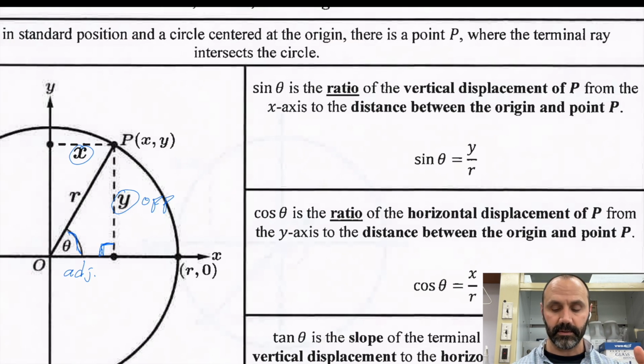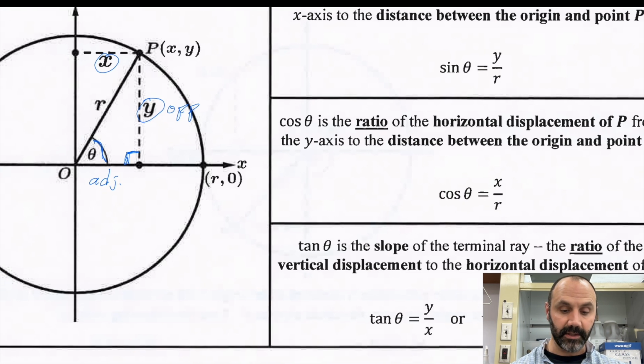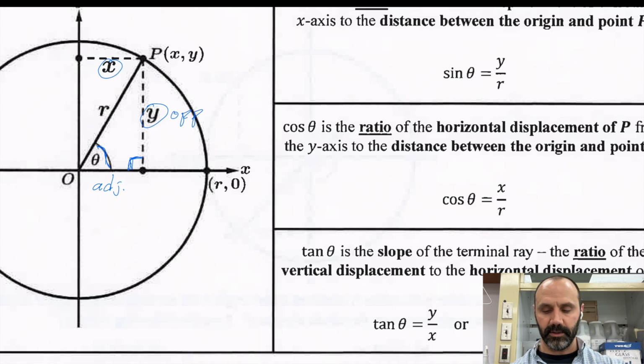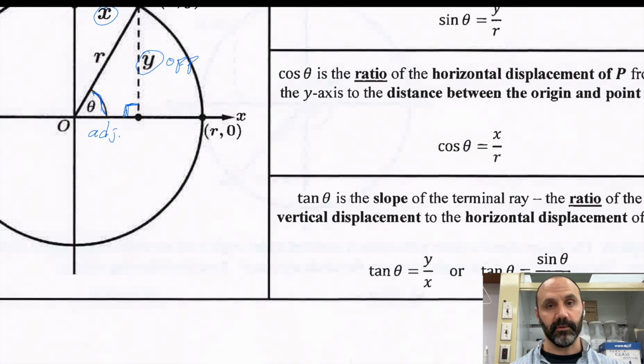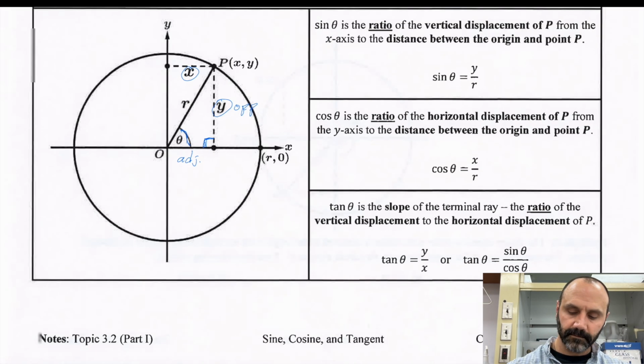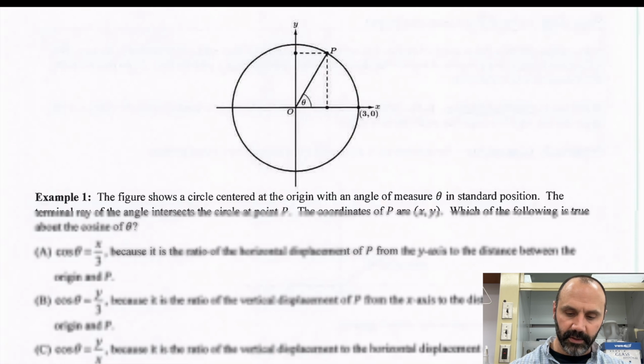And so sine of theta is opposite over hypotenuse. But here, using this, sine is y over r. Cosine is x over r. It's the horizontal, the adjacent piece, over r, the hypotenuse. Tangent, opposite over adjacent, or in this case, y over x, the vertical over the horizontal components of our triangle that's created. So let's look at an example.